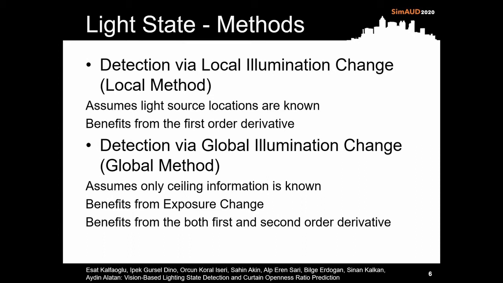Therefore, because there is a two-directional change, it benefits not only from the first order derivative, but also from the second order derivative. The advantage of the global method is that there is no need to label all the light sources. It might even be utilized without the scaling information. However, the method is more prone to false alarms compared to the local method.